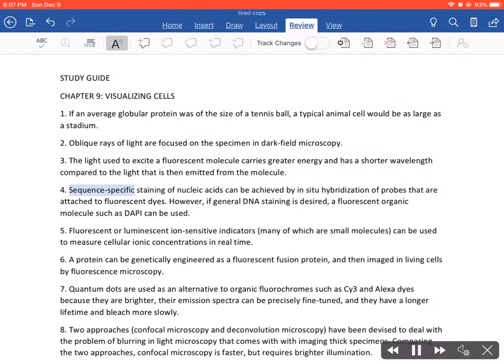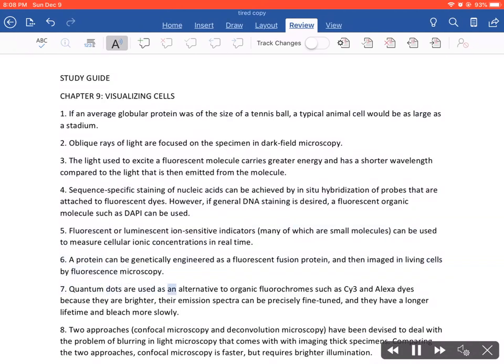4. Sequence-specific staining of nucleic acids can be achieved by in situ hybridization of probes that are attached to fluorescent dyes. However, if general DNA staining is desired, a fluorescent organic molecule such as DAPI can be used. 5. Fluorescent or luminescent ion-sensitive indicators, many of which are small molecules, can be used to measure cellular ionic concentrations in real time. 6. A protein can be genetically engineered as a fluorescent fusion protein, and then imaged in living cells by fluorescence microscopy.